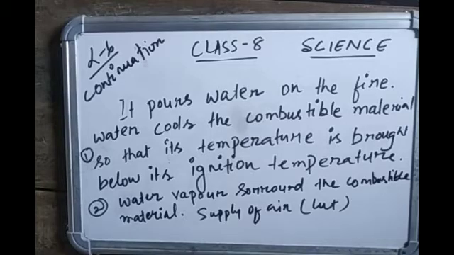When you look at your textbook, you will find two reasons or two functions of water while putting off the fire. The first one is that it lowers the temperature below its ignition temperature and prevents the fire from spreading. The second point is that water in the form of liquid, when heated by the fire, converts into water vapor, and the resulting water vapor surrounds the combustible material, which cuts off the supply of air.